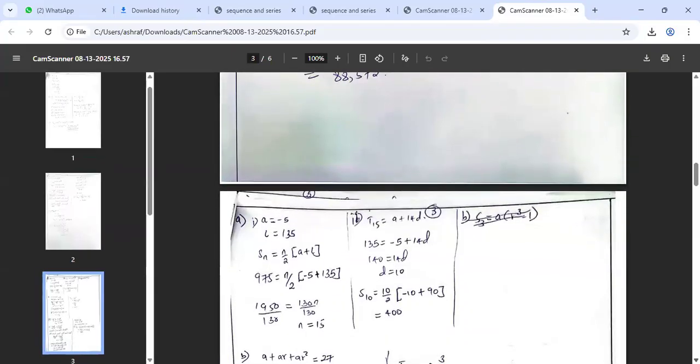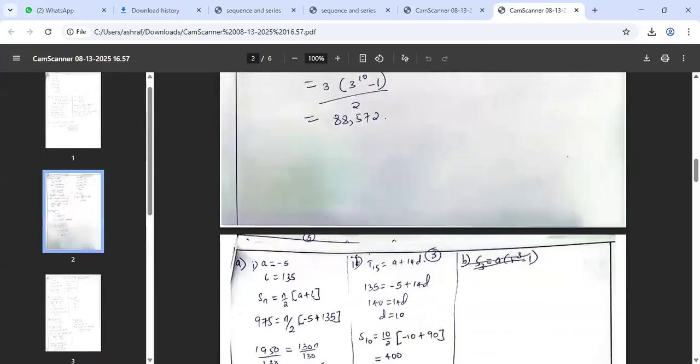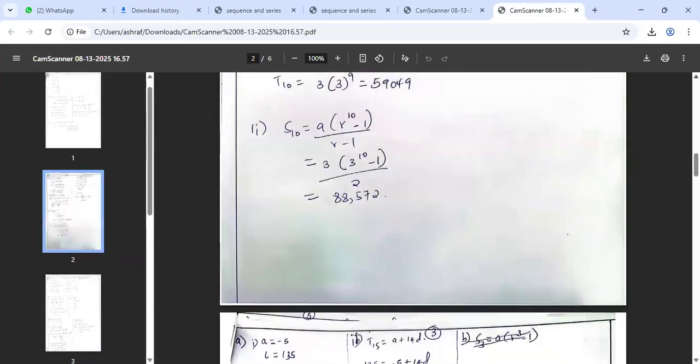That is Sn is equals to A into R raised to power n minus 1. So S10 is equals to A into R power 10 minus 1 over R minus 1. Our A is 3, our R is also 3. So we just substitute 3 into 3 power 10 minus 1, then divide by 3 minus 1, that is 2. If you work out, you get 88,572. So, clear?